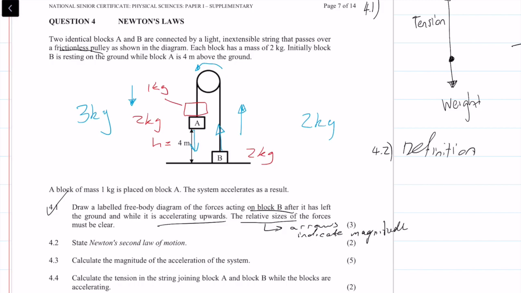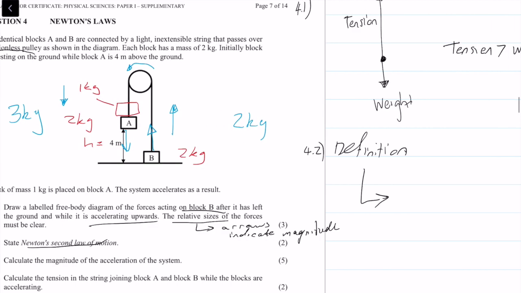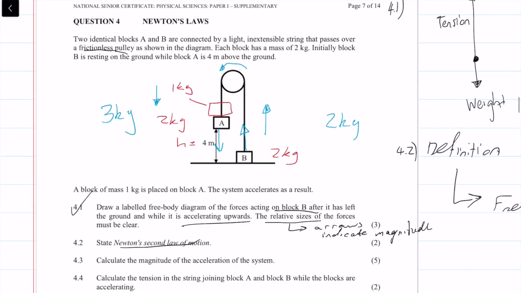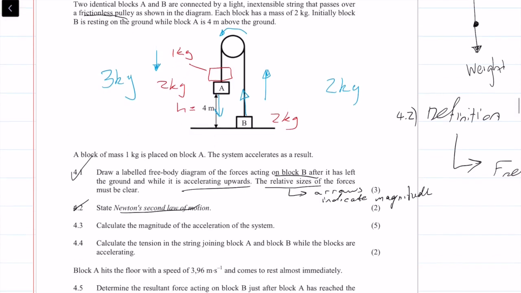Question 4.2 is a definition. It's quite a long one, and my handwriting is not that great, so I'll just give it to you guys. Basically, Newton's second law of motion says that when a net force is applied on an object, the object accelerates in the direction of the net force. The acceleration is directly proportional to the net force and inversely proportional to the mass. From this definition, we get the equation F net equals mass times acceleration. We get 2 marks for that long definition.